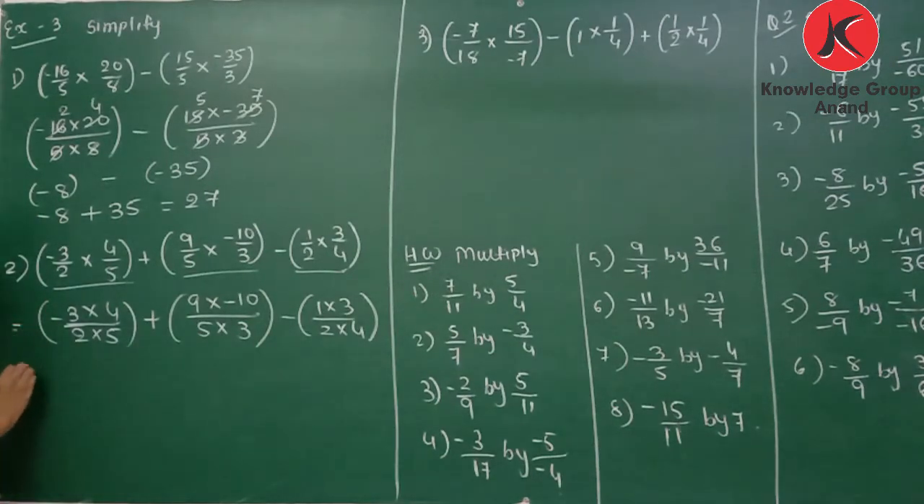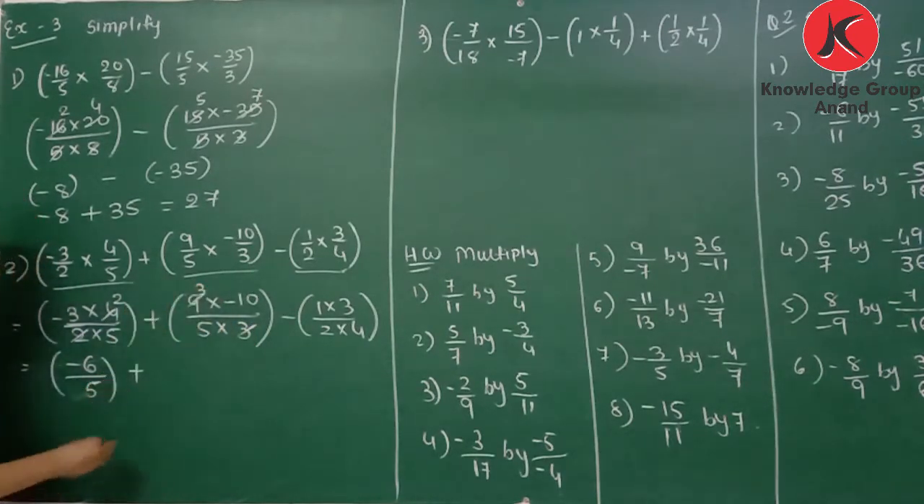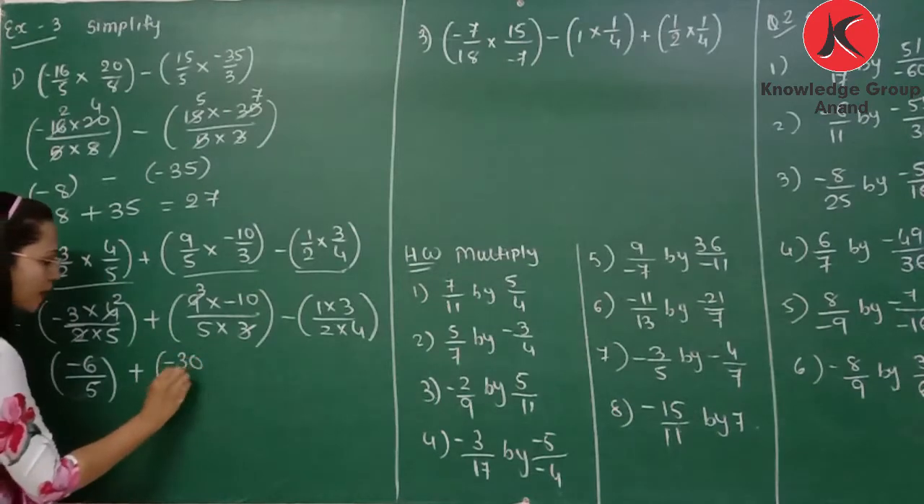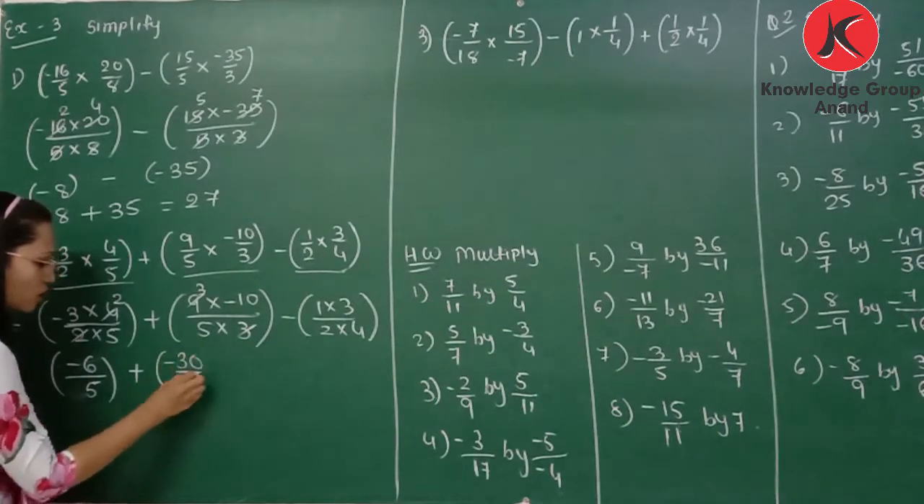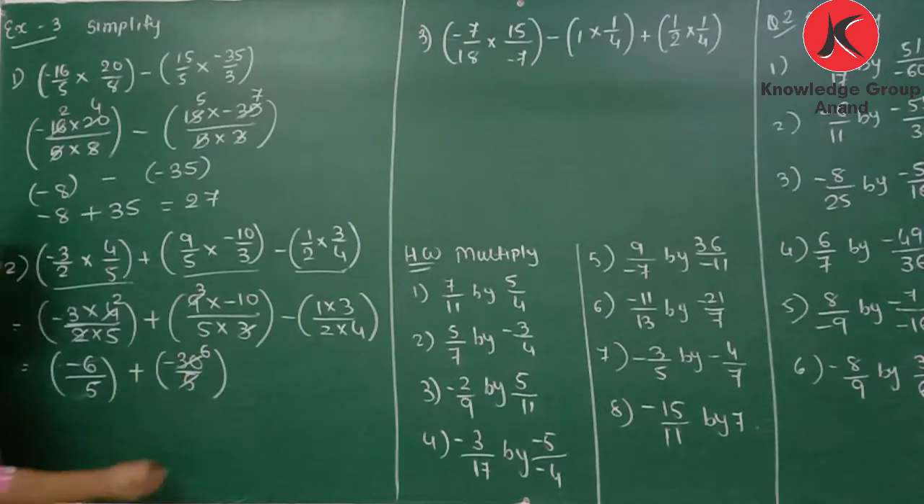So let's multiply. Here no common factor between numerator and denominator. So we multiply 3 4s are 12, minus 12 because 3 is minus, and 2 5s are 10. So it is minus 12 by 10. Okay. Here there is a common factor, so we can cancel out minus 6 and 5. Okay. Plus here you can cancel out, 3 3s are 9. So it is minus 30 by 5. Also you can cancel out 6. So the answer is minus 6 here.